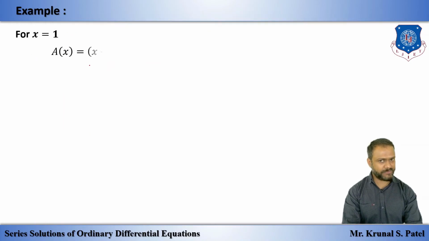In the same way we will check for x equal to 1. For x equal to 1, first we will find A of x, that means x minus x0 into p of x.